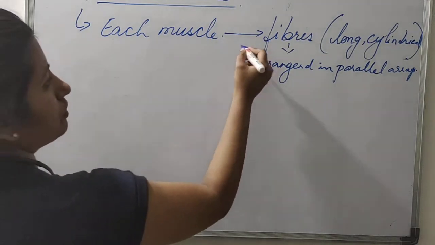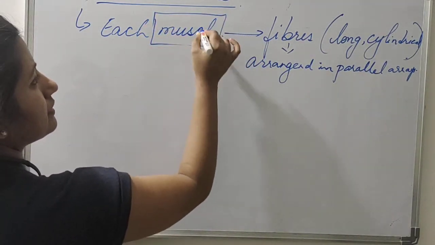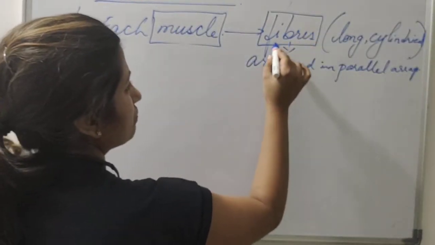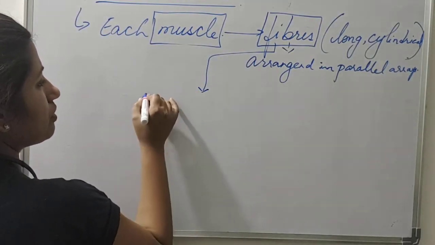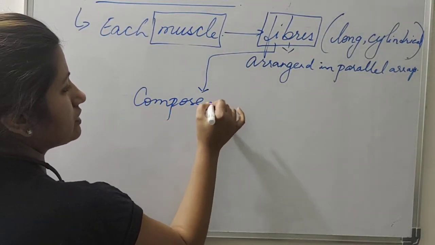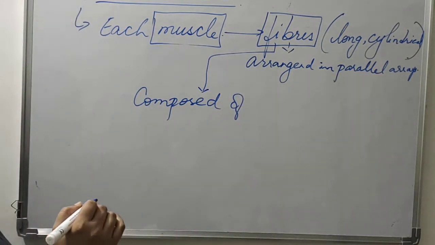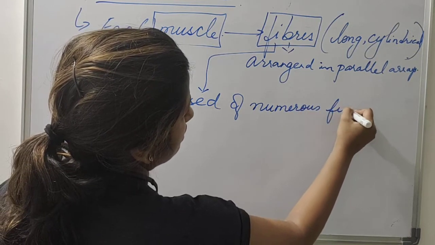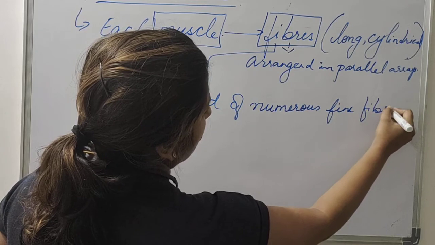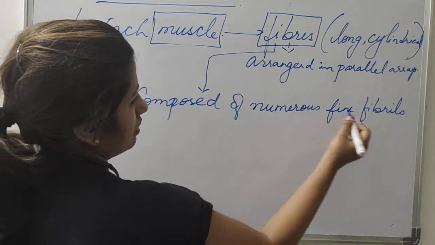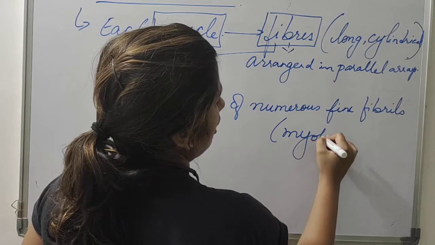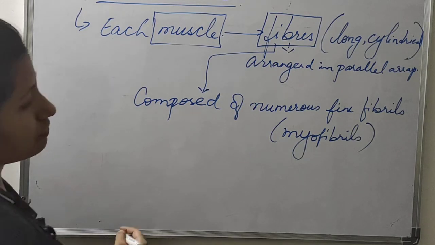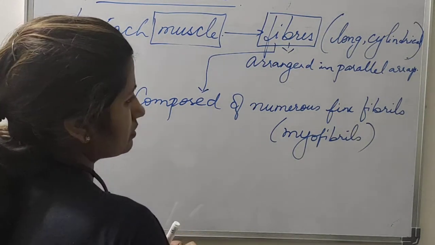Alright. Now we understand that each muscle is made up of fibers, and then each fiber is composed of numerous fine fibrils, or we can call them tubules. These fine fibrils are known as myofibrils. Now let us see the diagram in short.